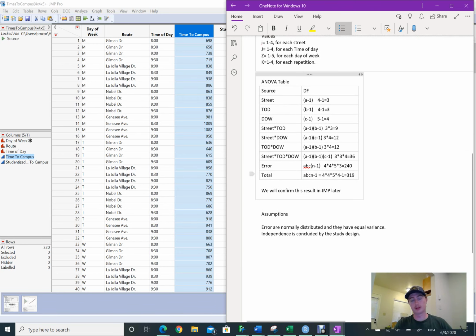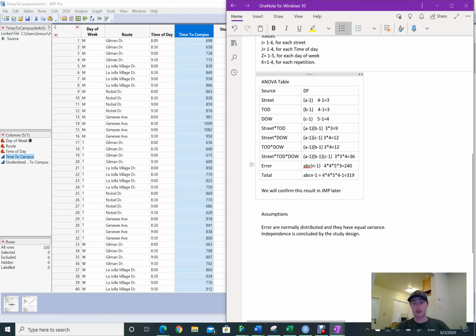Here we just have a quick look at the first 2 columns of the ANOVA table and what it should look like. For these first 3 factors, the degrees of freedom is simply the number of levels minus 1 in the factor. So the street degrees of freedom is going to be 3, since we have 4 levels. That's similar for those 3 factors. The interaction terms are what you found up here multiplied together. So for the interaction term for street and time of day, you're just going to have 3 times 3, and we have 9. That's similar for all of these, along with the interaction for all 3, which is all 3 of those values up here multiplied together.